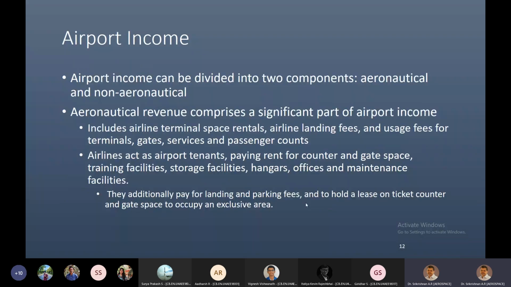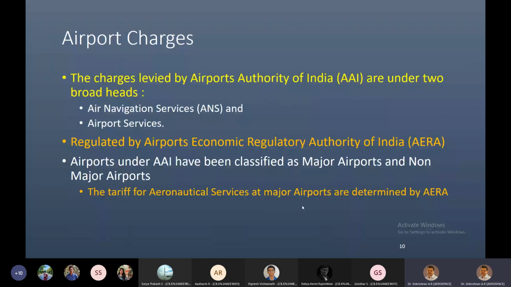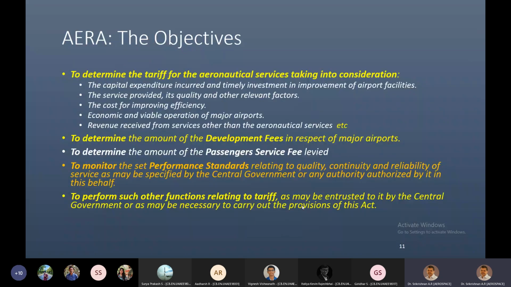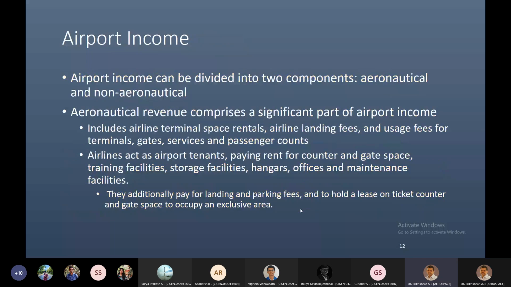Anyway, we looked at the functions of AERA in so much detail to know what factors are implicitly going into the decision making related to the charges levied by the airports. So that now takes us to the various avenues of income for an airport.